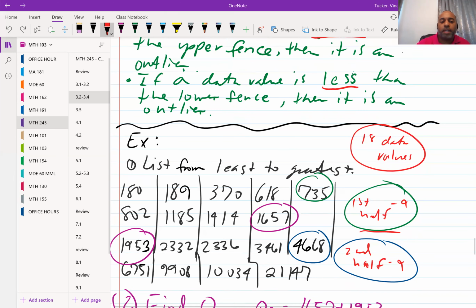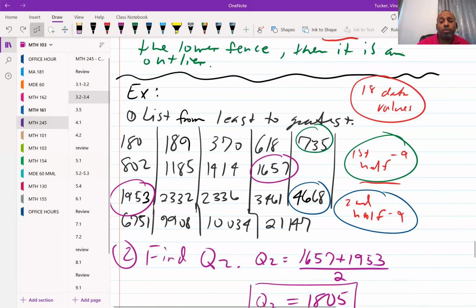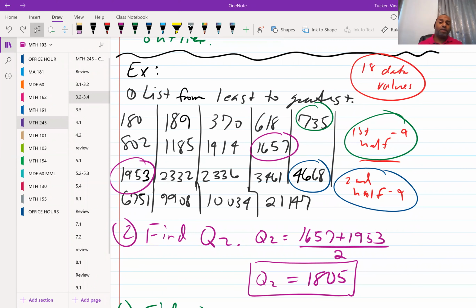All right, so we have 18 data values. The first thing we'll do is find Q2. Don't forget, if you have an even number of data values, you have to take the 2 middle values, add them together, divide by 2. And that's what we did here. I took my 2 middle numbers, which is 657 and 1953, added them together, divided by 2. And that gave me 1805. Remember, Q1, Q2, and Q3 are just medians, just our middle values.